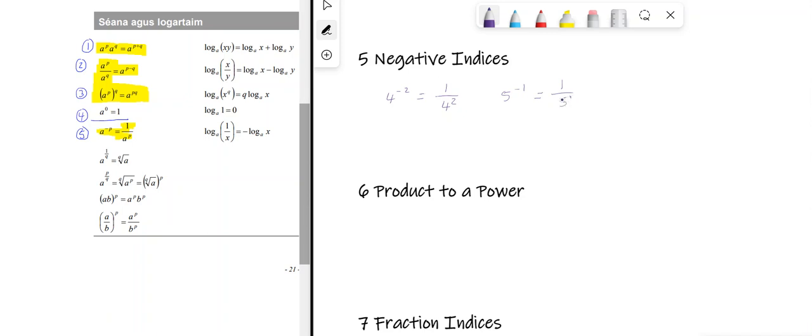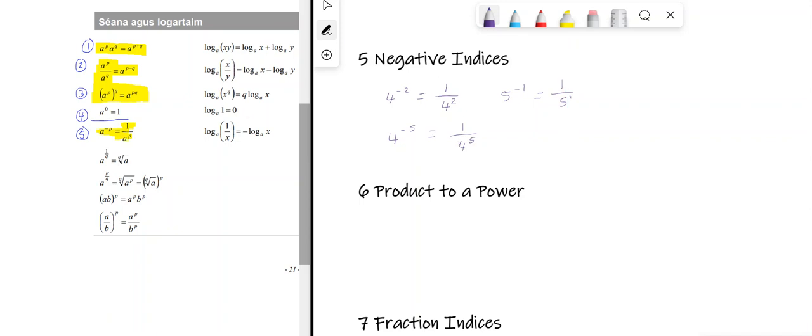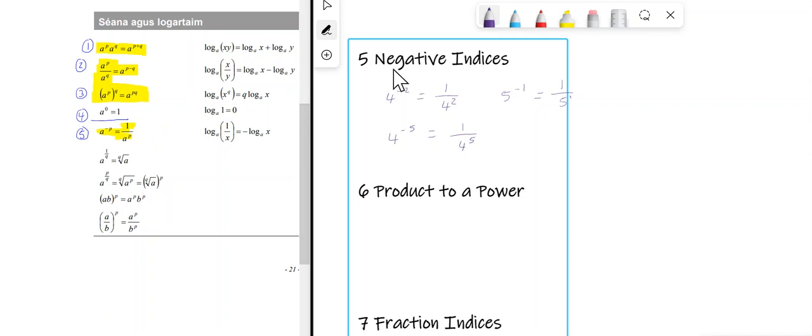Now, you don't need to put it to the power of 1, you can just leave it as 1 over 5. And if I had something like 4 to the power of negative 5, that's going to be equal to 1 over 4 to the power of 5. So it looks something like that. So that's that rule there. Okay, so that's the fifth rule when we're dealing with negative indices.